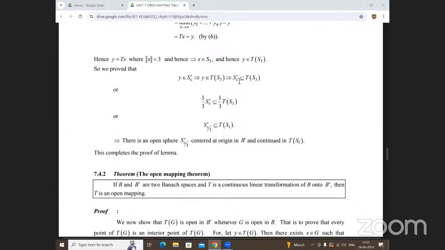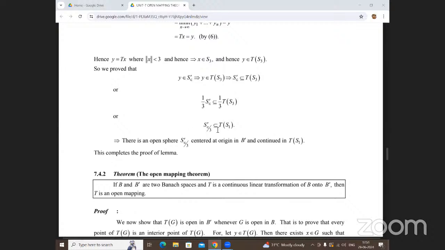So we are getting S epsilon dash contained in or equal to T of S3. Multiplying by 3, we get the value 1. How to get the 1? Multiplying by 1 by 3 on both sides, that is 1 by 3 into S epsilon dash contained in or equal to 1 by 3 into T of S3 into 1 by 3, so we are getting T of S1. So finally, this value can also be written as S epsilon by 3 dash contained in or equal to T of 3 by 3, which means 1.